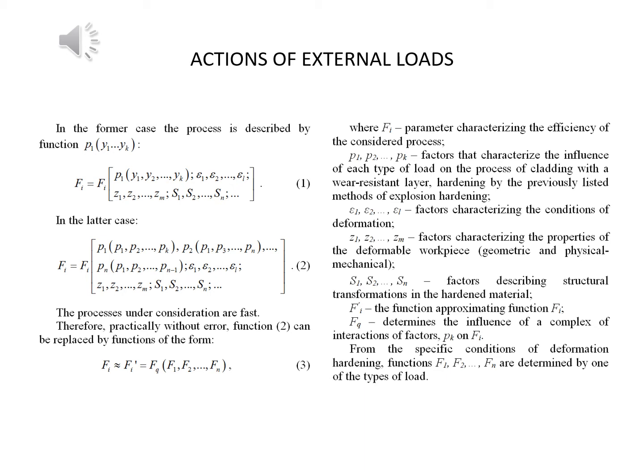From the specific conditions of deformation hardening, functions F1, F2 till Fn are determined by one of the types of load. When the process takes place under the influence of several independent external loads, n, which is greater than 1, function Fq must be determined from additional conditions. To determine function Fq for the processes under consideration, the equality of the intensity of deformations is extremely uniform at the minimum total power of deformation.